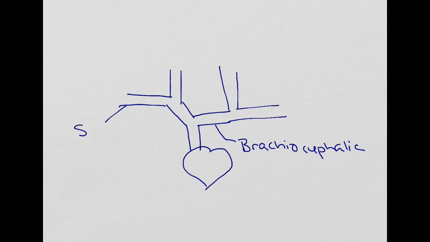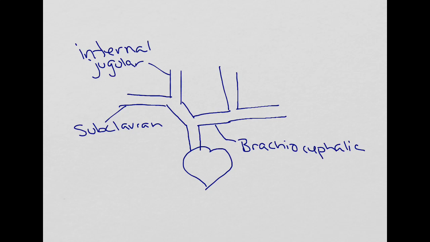So here's our subclavian. That's draining the upper limb. The internal jugular is draining the head. And it looks funny because the brachiocephalic vein on the left side is a lot longer because it just has to cross over more area in order to reach this right brachiocephalic vein to dump into the heart.